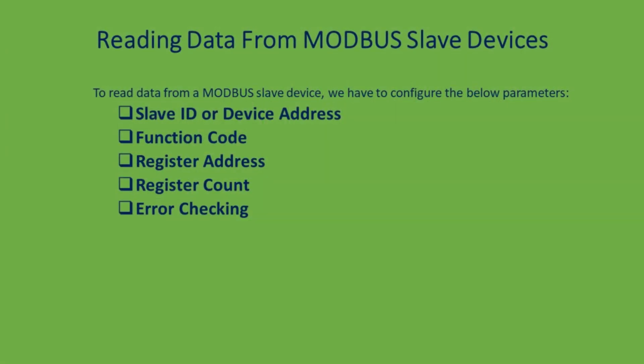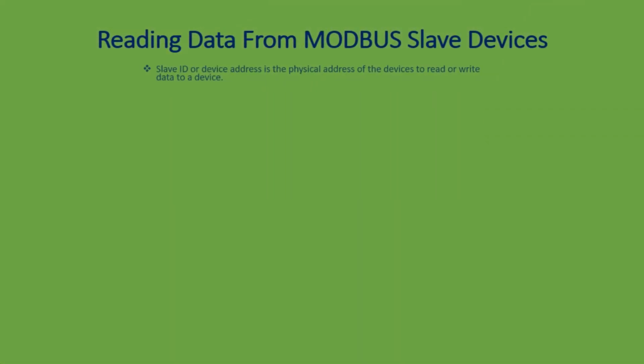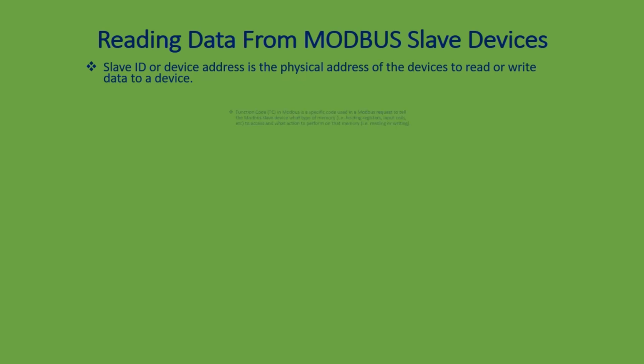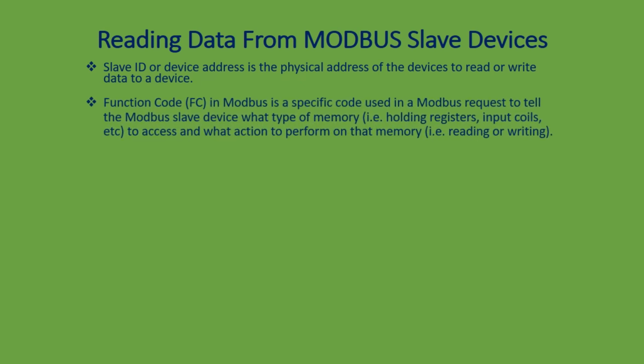Now we can see how we can read data from Modbus live devices. We have to define 5 parameters in the master controller for IoT gateways: slave ID, function code, register address, register count, and error checking. And what is slave ID? Slave ID or device address is the physical address of the device to read or write data to a device. The slave ID can be configured in the configuration menu of the Modbus devices, and we can define any number from 1 to 247.